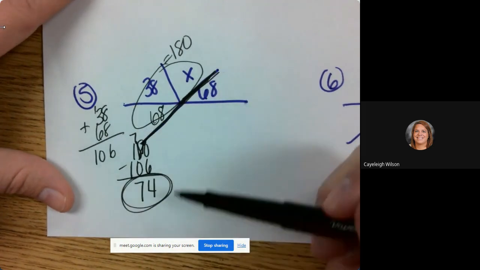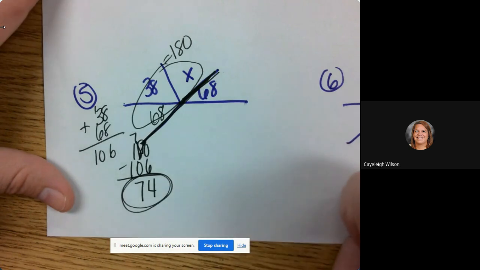But I want to see this work. I've got to see that you're understanding where the numbers and things are coming from, so it's not just calculator work today.